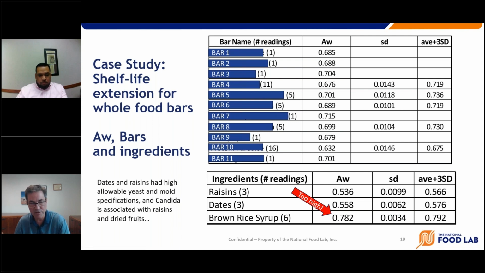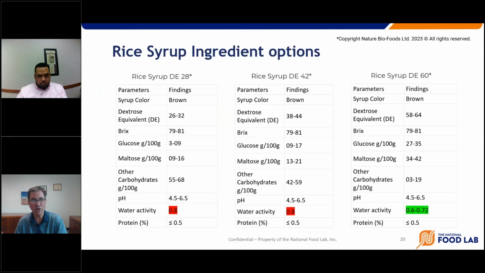The interesting thing there is that, because they're using whole pieces of some of these fruits and nuts, the highest allowable yeast and mold from a specification standpoint was on the dates and raisins, where the incoming counts could be as high as 5,000 and still be considered okay. And then Candida is a well-known issue with dried fruits. So when you start looking at it and you say, okay, they've got brown rice syrup in there, what are some of the options? And these are 3 products that are offered off the Nature BioFoods website.